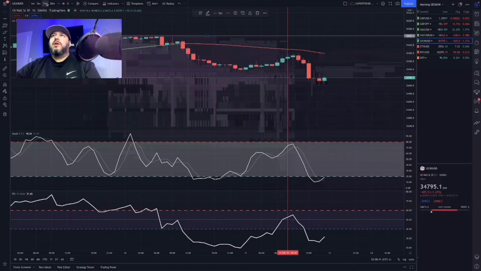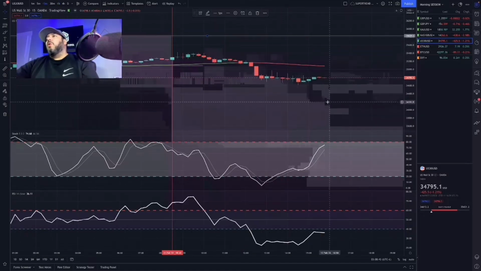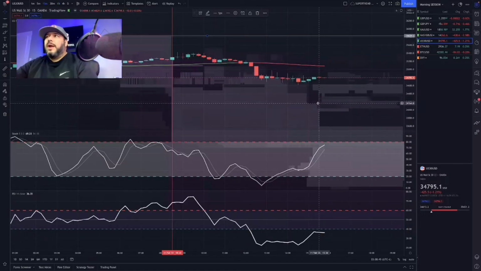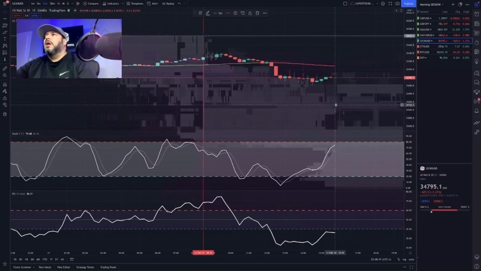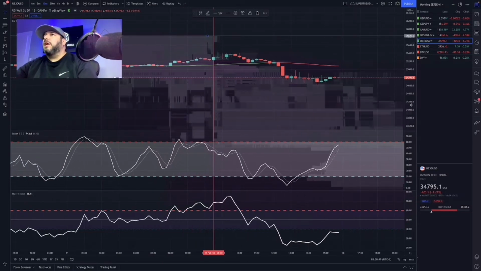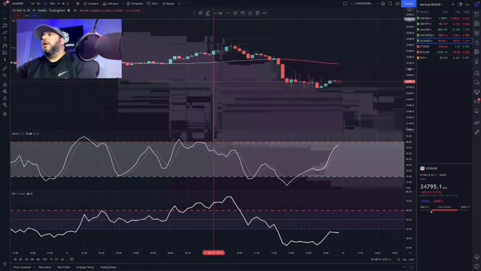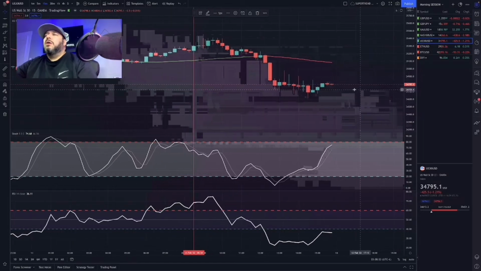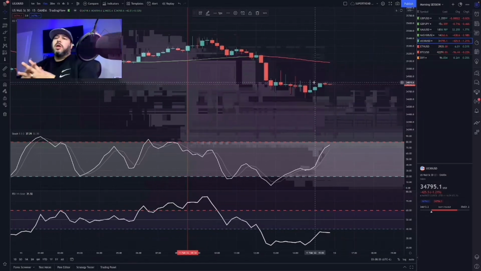So let's go down to the 15 minute. This is really where I like to trade and what I like to look at. I like to look at what she's doing on the 15. The 15 really shows me, it helps me understand. So we determined that obviously we're looking for sells. That's what we're looking for here.